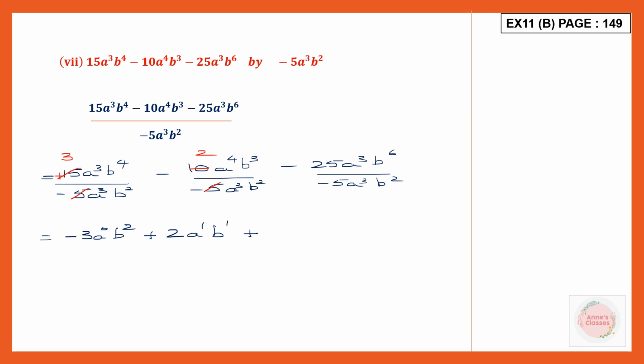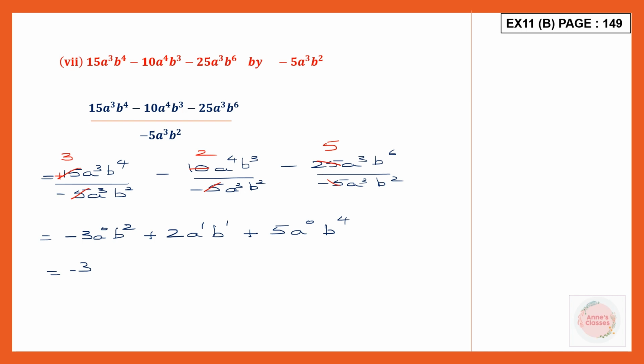Now cancel 5 and 25. 5 5s are 25. Here we have a to the power of 3 and a to the power of 3. So that will be a to the power of 3 minus 3, which is 0. So 5, a to the power of 0. And then here we have b to the power of 6 minus 2. So b to the power of 4. Now let's get the final thing.